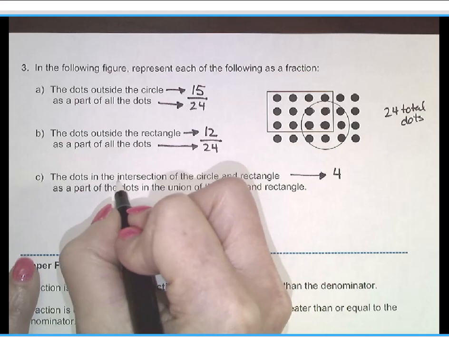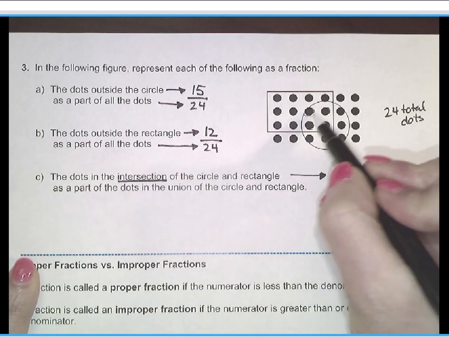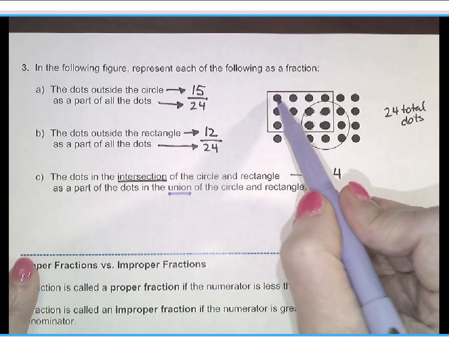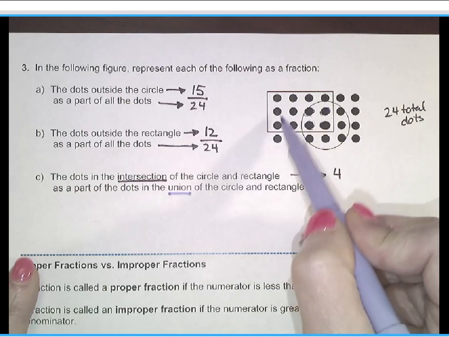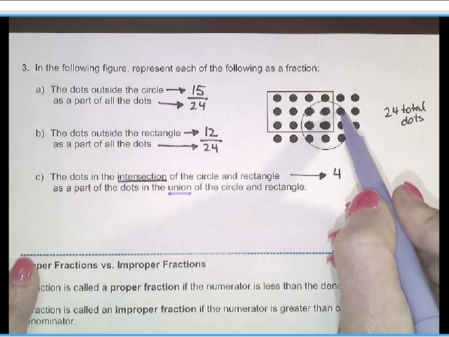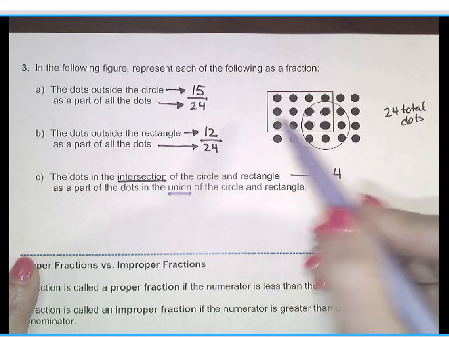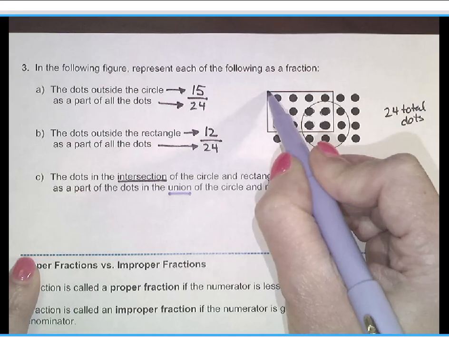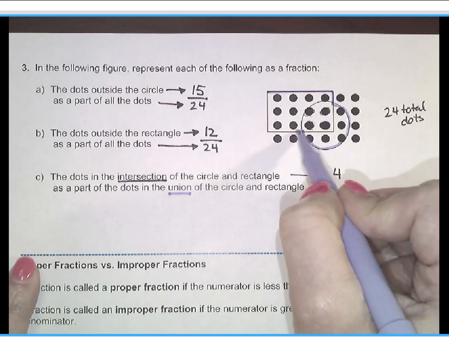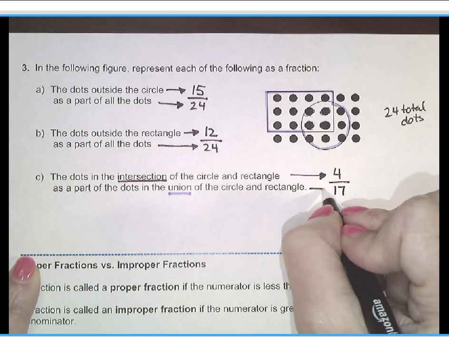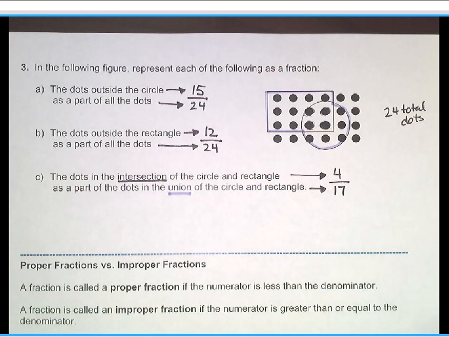Okay, so now we really are talking about sets again. Intersection is the overlap, so both. That would be these 4. The union is all of the dots that show up either inside the circle or the rectangle. So inside the rectangle is 1, 2, 3, 4, 5, 6, 7, 8, 9, 10, 11, 12. And then there's 13, 14, 15, 16, 17 that are inside the circle. So I'm just counting all the dots that land either in the rectangle or in the circle. Anything that's there. And that turned out to be 17. So just a little reminder of intersection and union so you don't forget what those are.